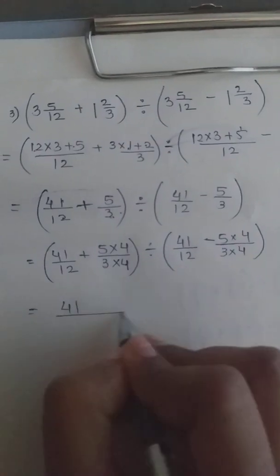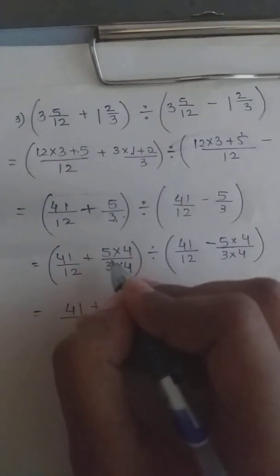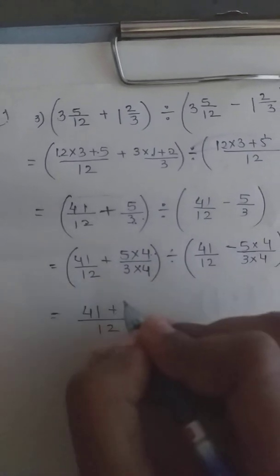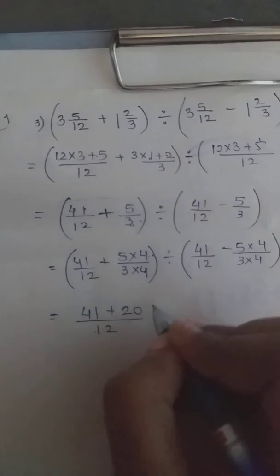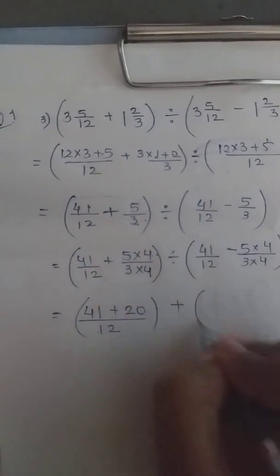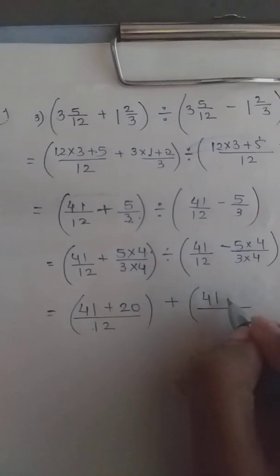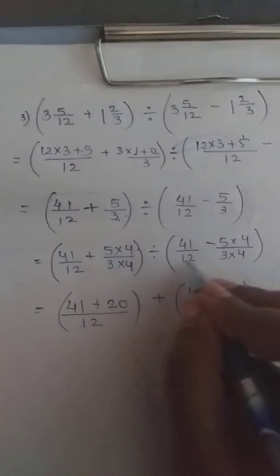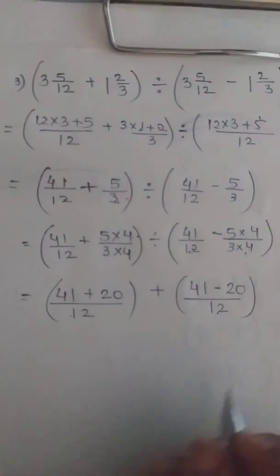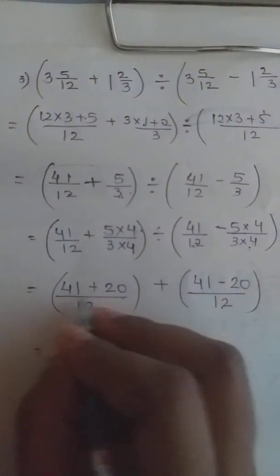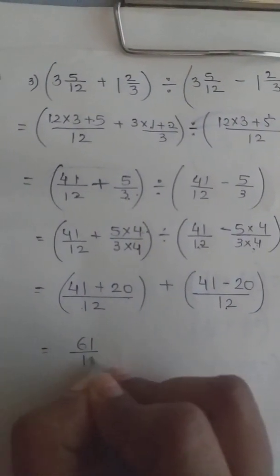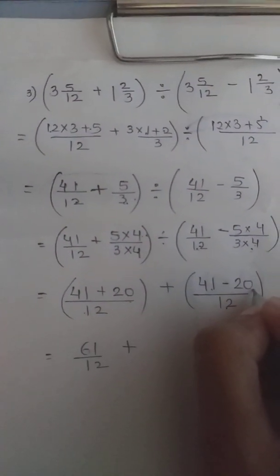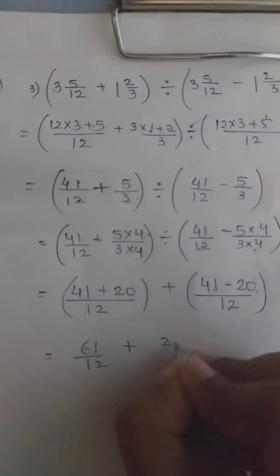Now 41 by 12 plus 5 by 3 multiplied by 4. 5 4s are 20. So 41 plus 20 by 12, one bracket. This side 41 minus 5 4s are 20. Here same 12, 12 12, so we'll write it the same. Next, 41 plus 20, 61 by 12, plus 41 minus 20, 21 by 12.